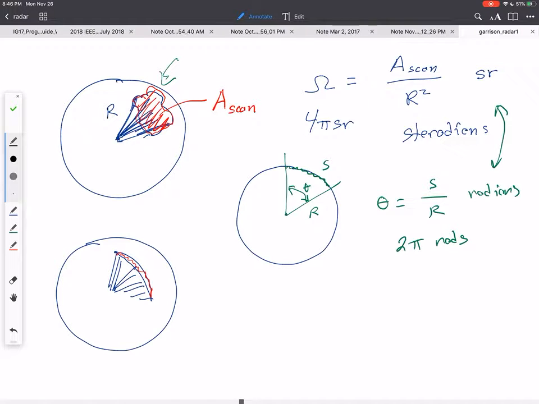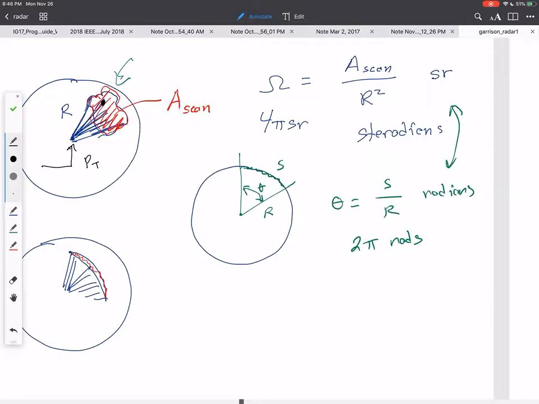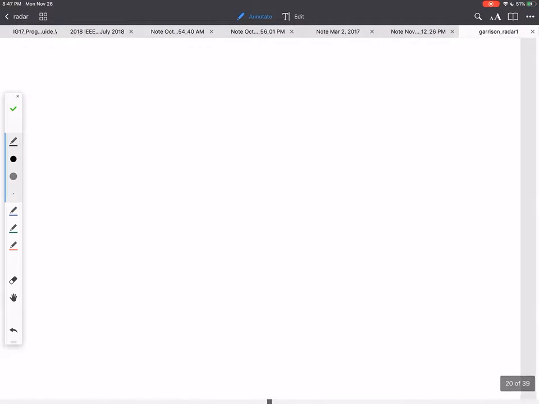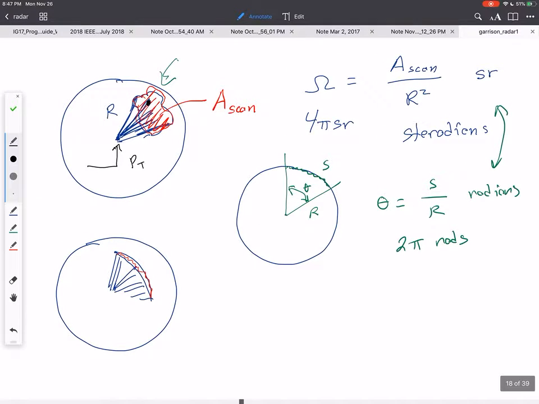However, I'm focusing my beam. I have some power going into my antenna, and all of that power has to be captured over the sphere. The difference is that when I looked at my definition of the radar equation for making a measurement, I was looking at a single beam and the instantaneous power density within that beam. Now I'm going to scan over some area for some averaging time, the scan time. So I'm not going to talk about the instantaneous power, but the average power over some period of time t sub s.